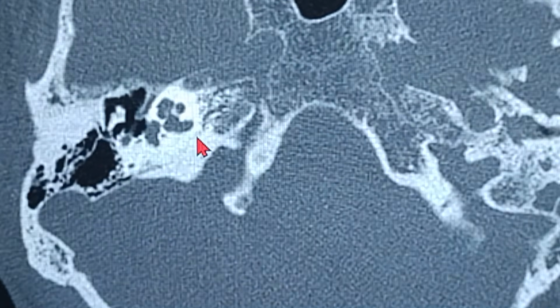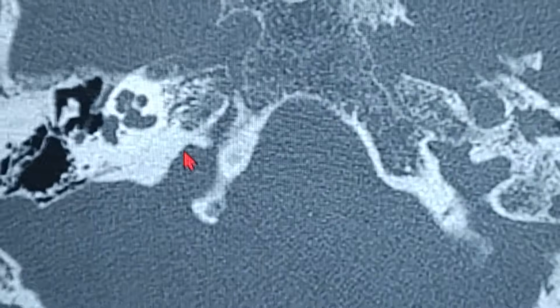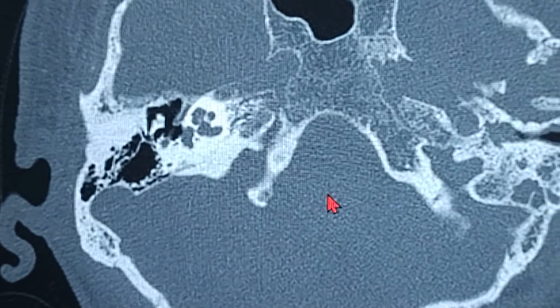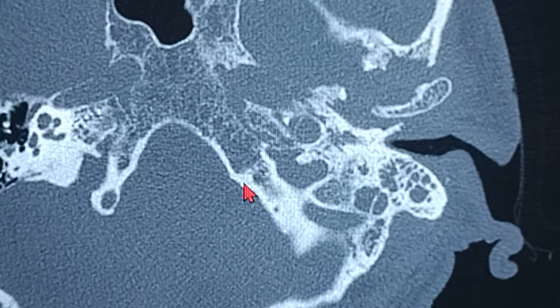Okay, so this is the basic anatomy, the basic points which you need to look for in an axial scan for the HRCT. Now I'm going to go on the disease side. As I told you before, this is a patient of skull base osteomyelitis.